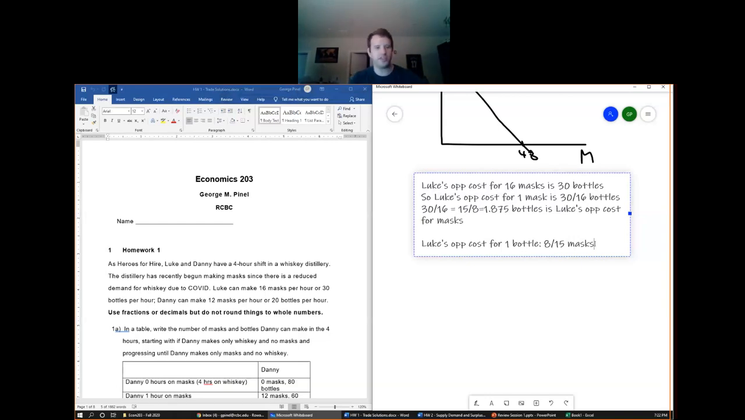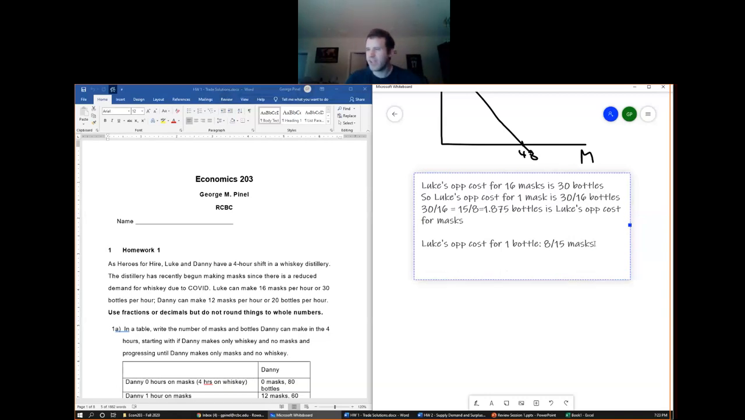Remember, I should have defined this in the beginning when I started explaining the problem. But your opportunity cost is basically the thing that you're not doing, the foregone option. So if you're not making masks, you're making bottles, right? So your opportunity cost for a mask is some number of bottles.